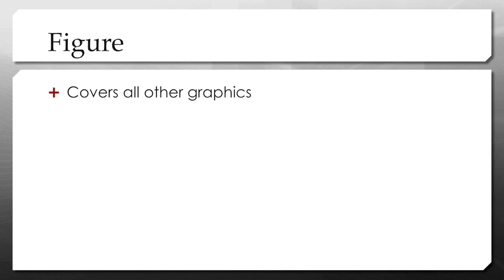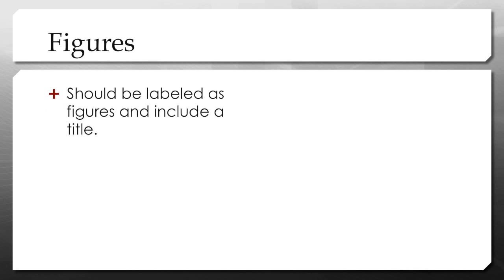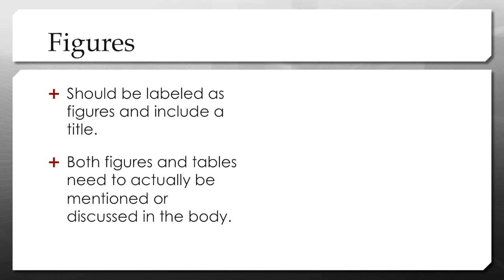On the other hand, the term figure usually covers all graphics except tables. The distinction really only matters for labeling purposes. Some types of figures are bar graphs, line graphs, pie charts, photos, and drawings. Your figures should be labeled Figure 1, Figure 2, etc., and should include a title. Captions can be useful, but whether or not they are necessary depends on context or content. Both figures and tables need to be actually mentioned or discussed in your body text, rather than being left there to float without an anchor.